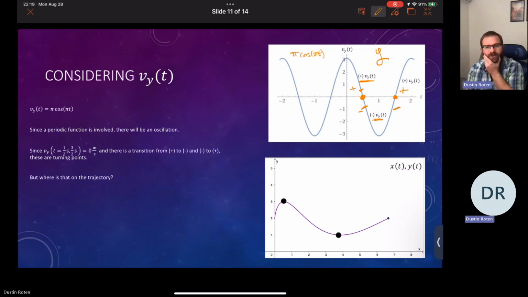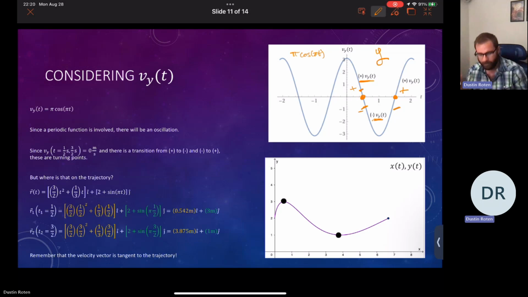So where are they on the trajectory? We need to know at what x and y they are. We know what time they happened, but remember that time is not shown on our plot of the trajectory. The plot of the trajectory only shows where the particle is, not when. All we have to do is take our original parametric equation and plug in those values. So for R1, we have our first time, which is just a half second. We're going to plug that in.